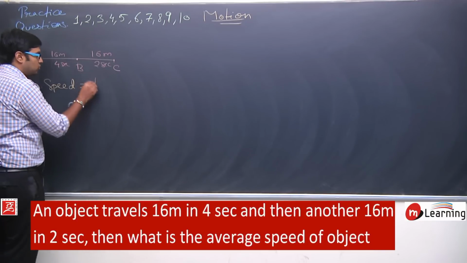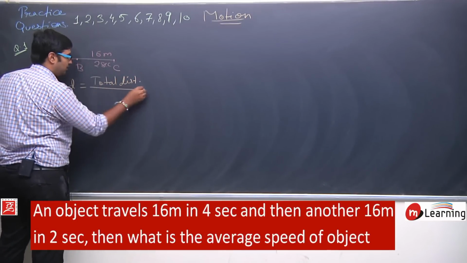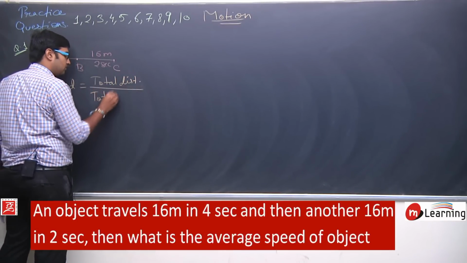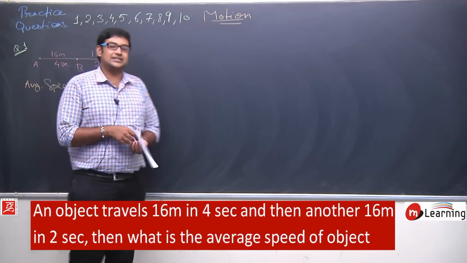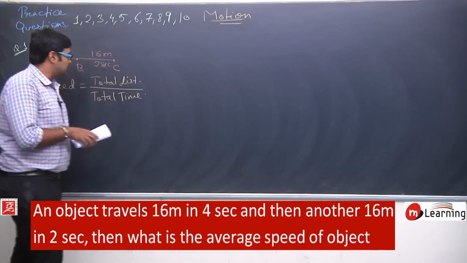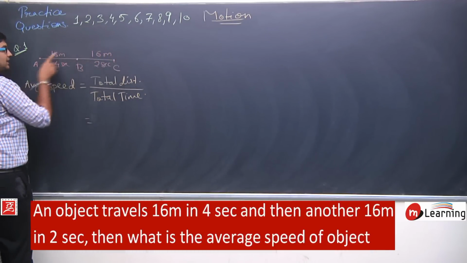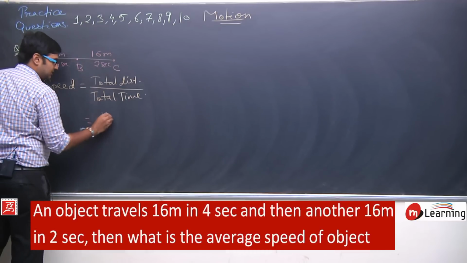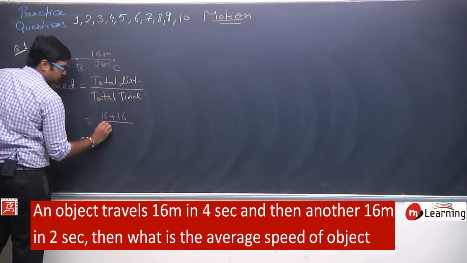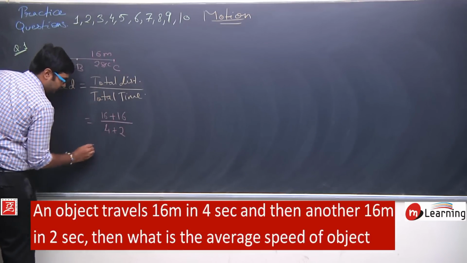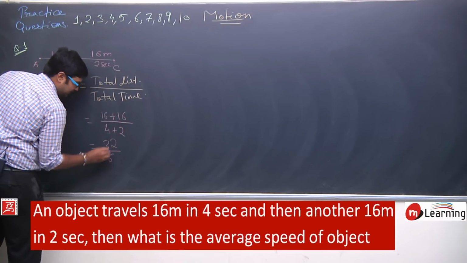It is total distance upon total time. Average speed is basically total distance upon total time. So what is the total distance in this case? Object traveled from A to C, it is 16 meters and then 16 meters. 16 plus 16 upon total time, which is 4 plus 2. Okay, so this will give you 16 plus 16 is 32 upon 6.